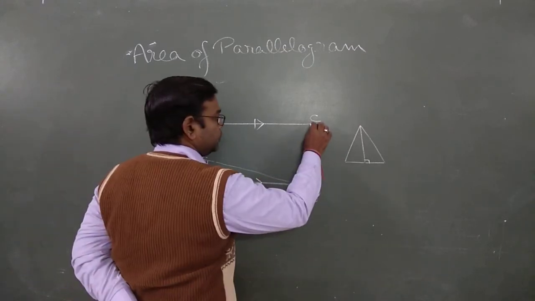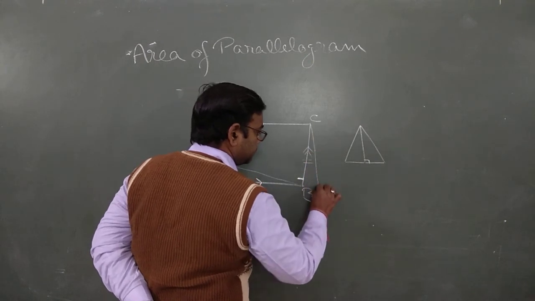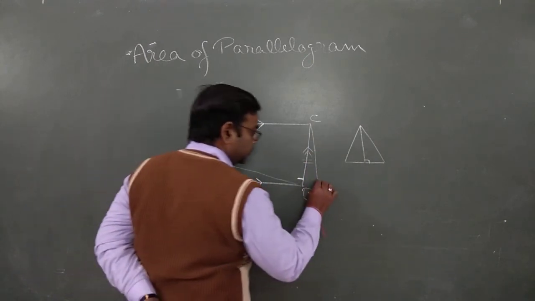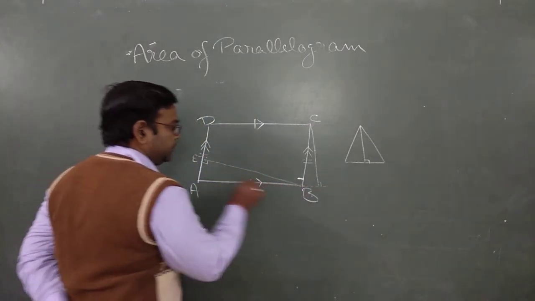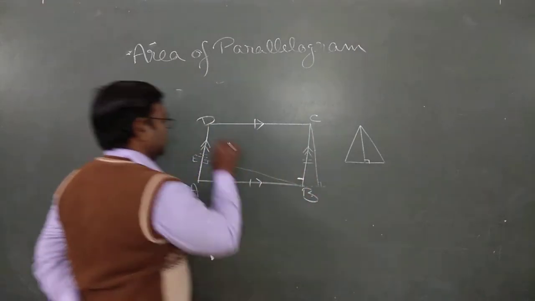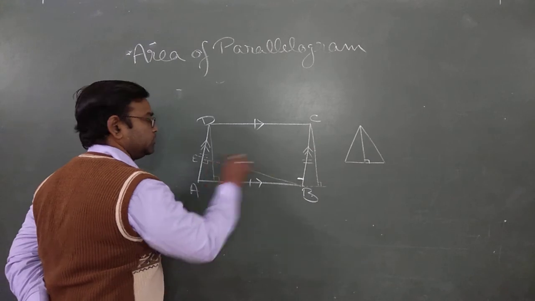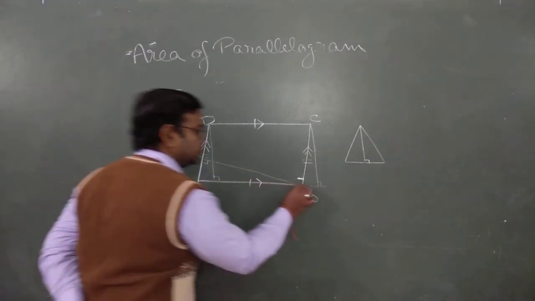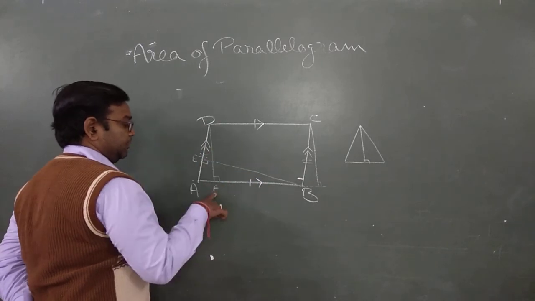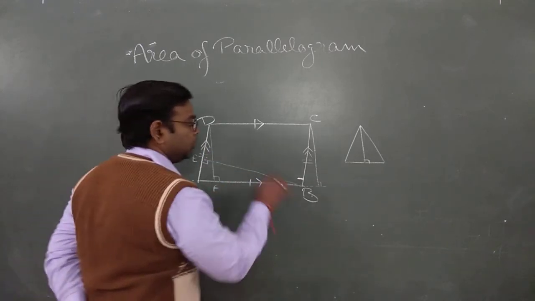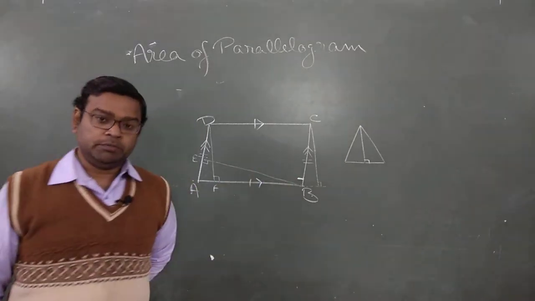And if we drop a perpendicular from point C, what happens? This perpendicular meets at the extended part. This AB is the base and this is your height. Or if you drop from this part, these two are the same, this is your height and this is your base. These two are corresponding. DF is the corresponding height of AB. Hope this concept of height and corresponding base is clear.